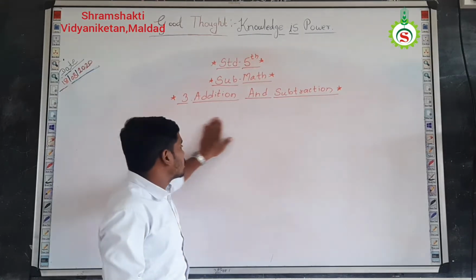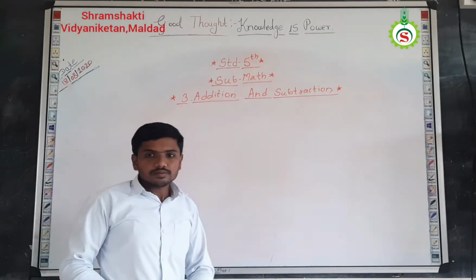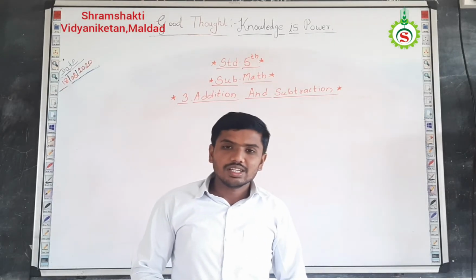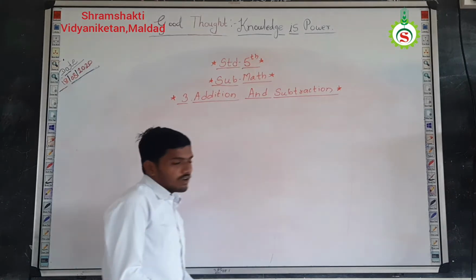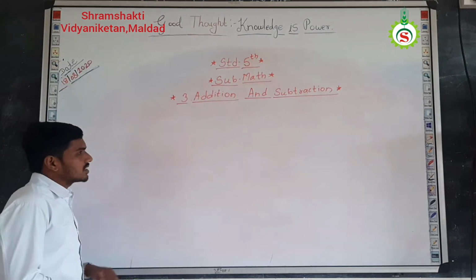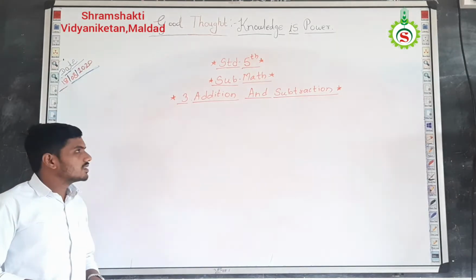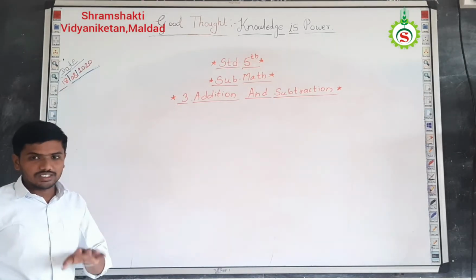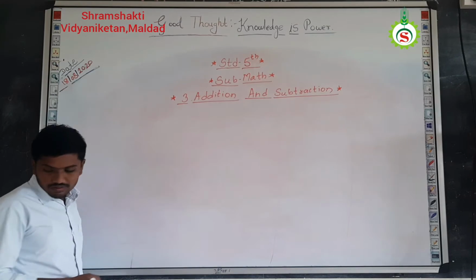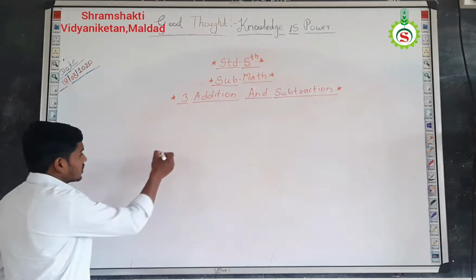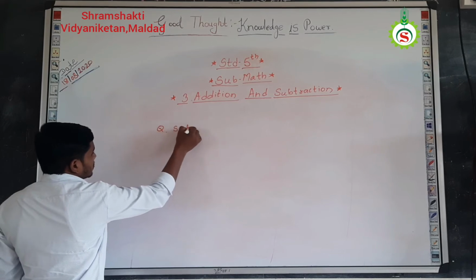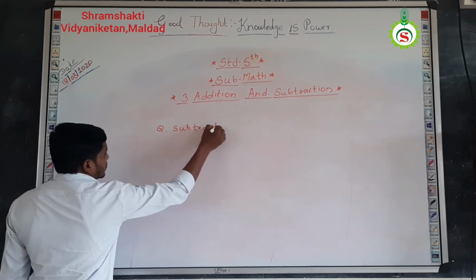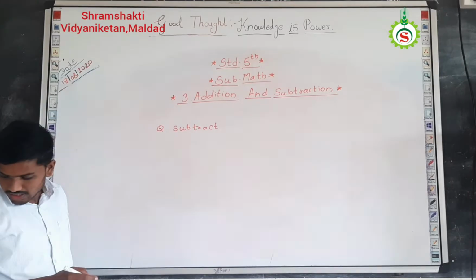Up to last year, you have learned subtraction of 5-digit numbers also. So for revision, we will take one example of subtraction which contains 5-digit numbers. We have to question it like that: subtract, and the example is like that.